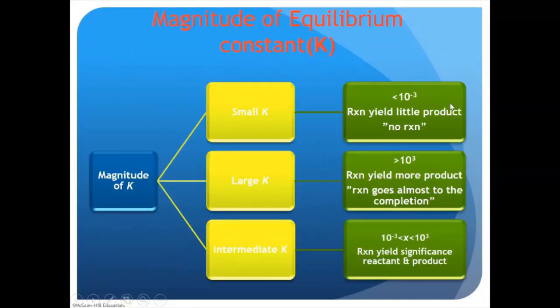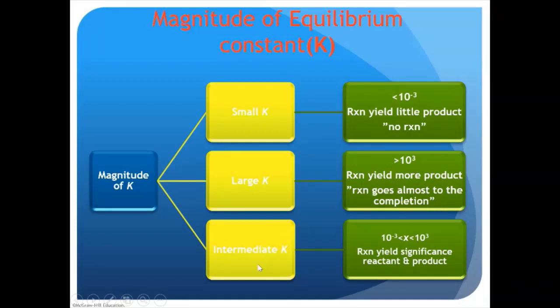If the value of K is less than 10 power of negative 3, we conclude that we have a small K value. It means that the reaction produces little product, or we can say that the reaction is hard to proceed or no reaction occurs. If we have a large K with a value more than 10 power of 3, we say that the reaction yields more products, or that the reaction goes almost to completion. Only little reactants remain at the end of a reaction after the system has reached equilibrium.